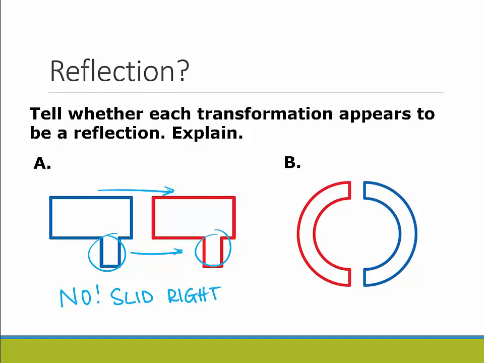Now in this one here, if we start with the red one and we get the blue, or the other way around, we can clearly see that it was flipped over some line right here. If we fold our paper on that dotted line right there, we get the other image.